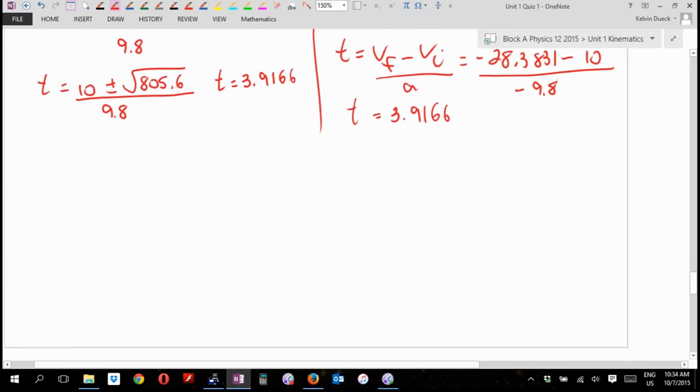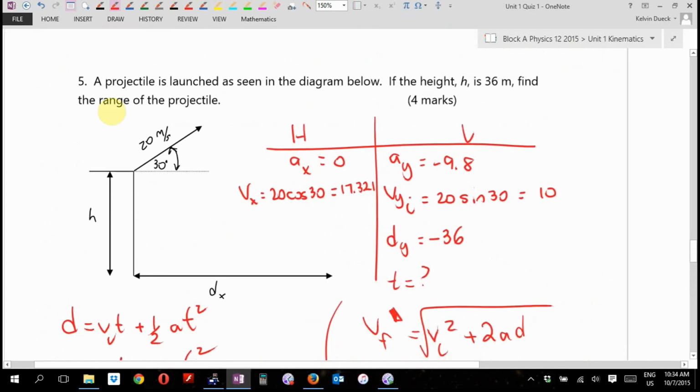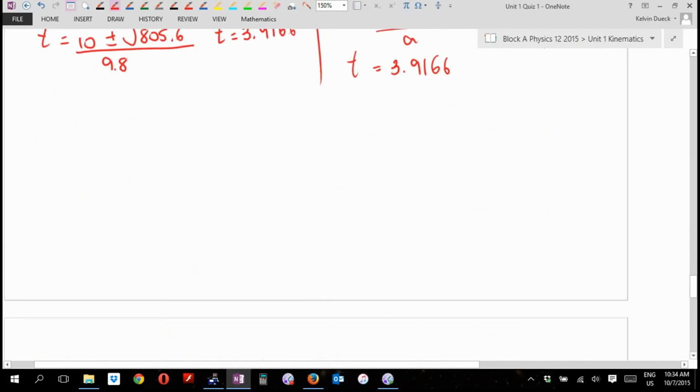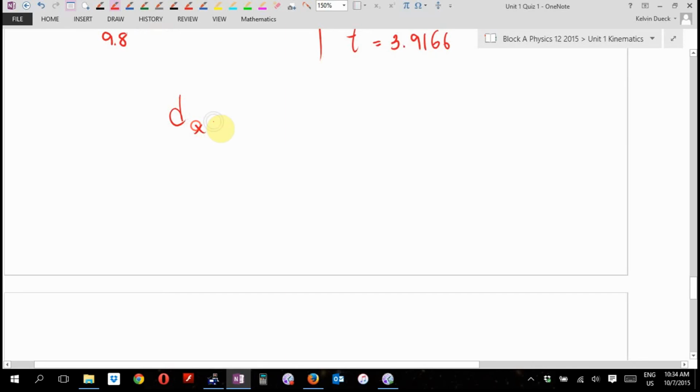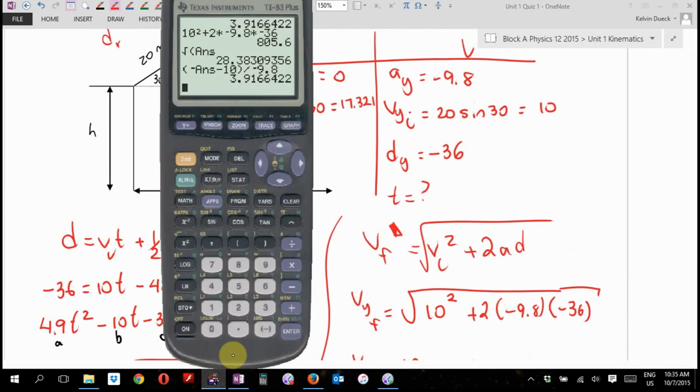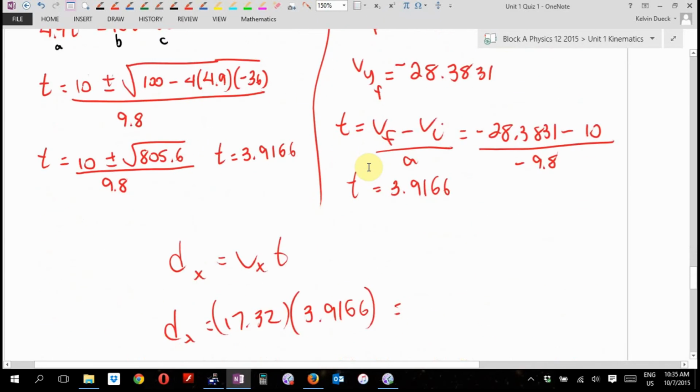Now, let's actually finish the question. They wanted the dx. For both of these now, we can go dx equals vxt, dx equals 17.321 blah, blah, blah, times 3.9166 blah, blah, blah. The range is 67.8. If you got that, 4 out of 4. This one I made worth 4 marks. It was a tough question.